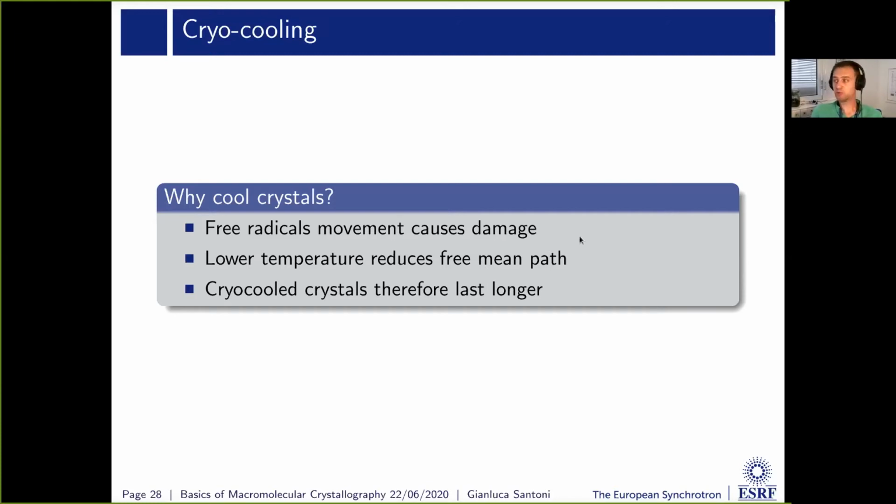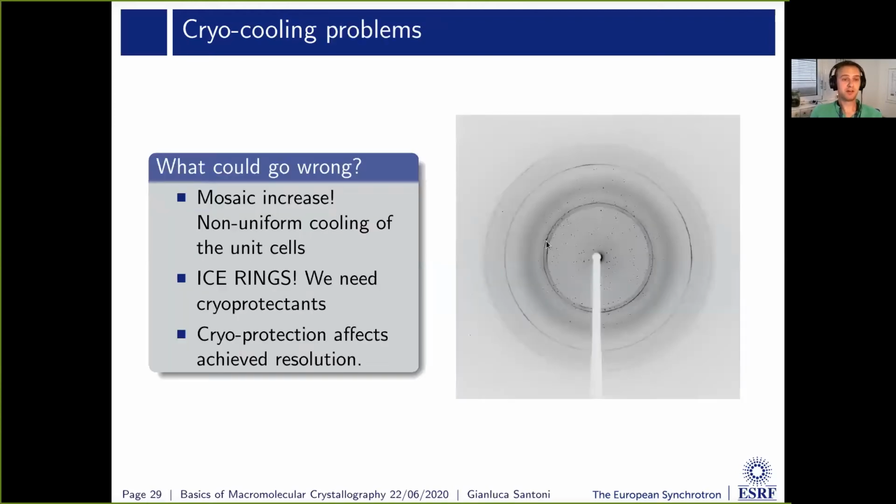Is everything perfect with cryocooling? Obviously not. A lot of things can go wrong. At first, the bigger your crystal is, the less uniform the cooling will be. And so there's a huge risk of increasing mosaicity. Mosaicity, as we have seen before, is one property of the crystals that gives us an idea both of the spread of the unit cell size, but also of their reciprocal orientation. If the mosaicity is increased, the spots of our diffraction image will look worse, and the achievable resolution in general goes down.